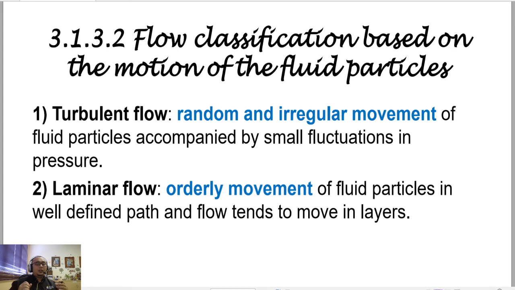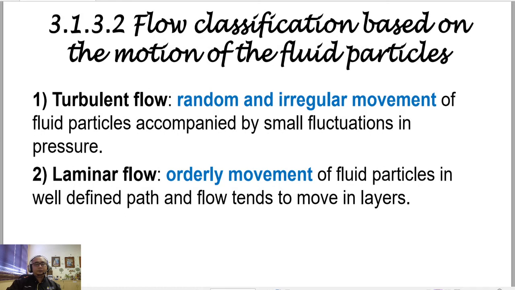Kemudian flow kedua kita boleh kelaskan sebagai laminar flow, which is laminar flow ni adalah satu aliran air yang sekata, which is orderly movement of fluid particles in well-defined paths and flow tends to move in layers. So air yang tenang, okay, air yang tenang kita panggil dia sebagai laminar flow.